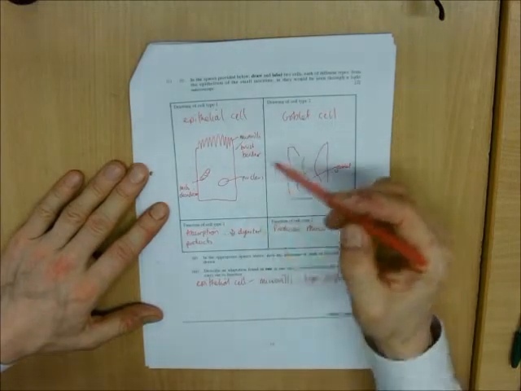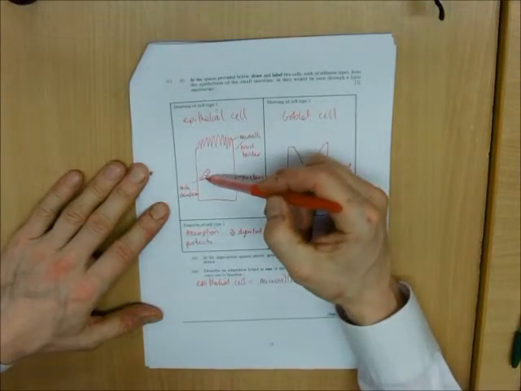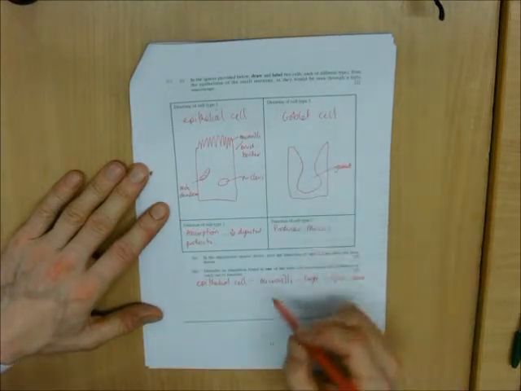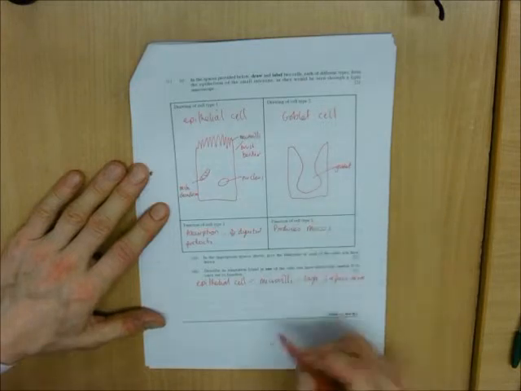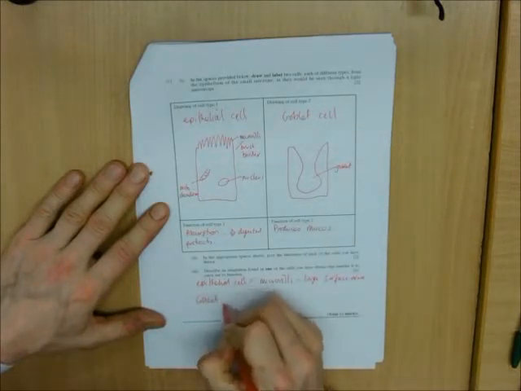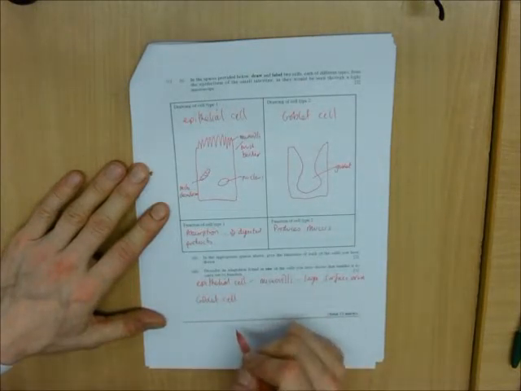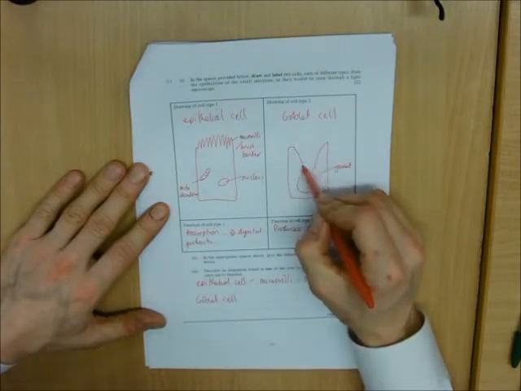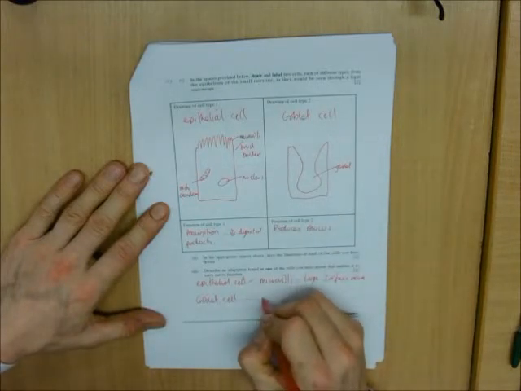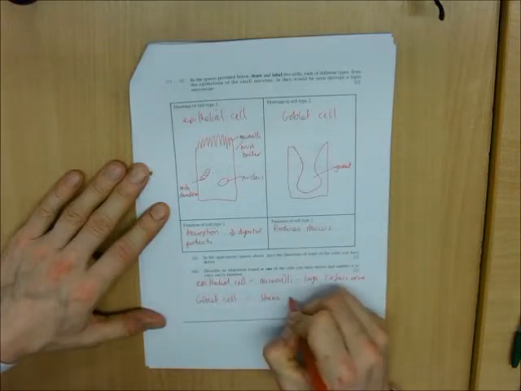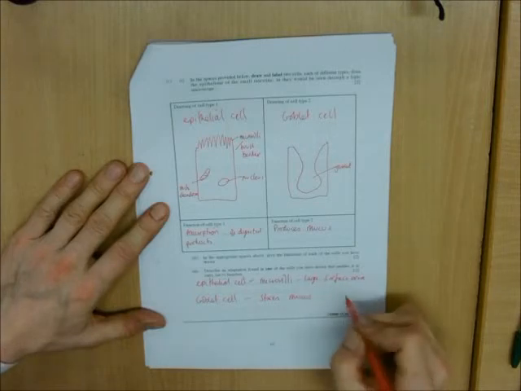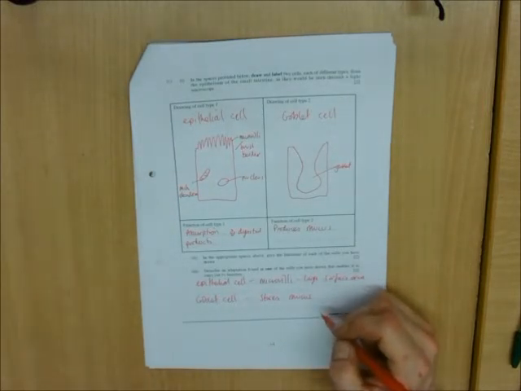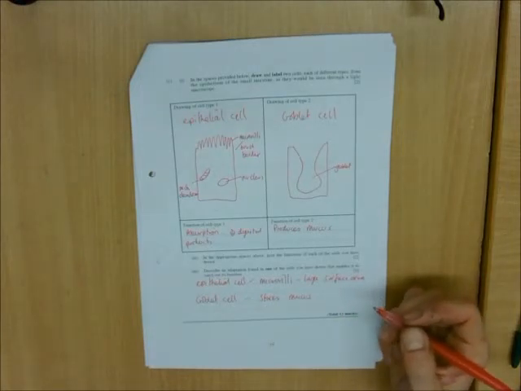Other things we could talk about: mitochondria for active transport. If we were talking about this goblet cell, so I'll put in the goblet cell there, we could say that the goblet itself stores mucus, and that would be to lubricate food, but we don't need to go that far. Okay, and that's 12 marks.